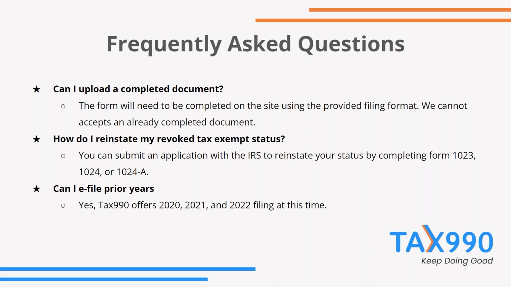How do I reinstate my revoked tax exempt status? You can submit an application to the IRS to reinstate your status by completing Form 1023, 1024, or 1024A.